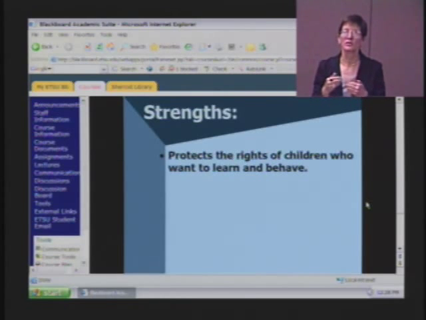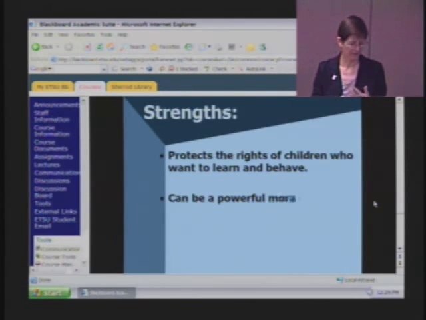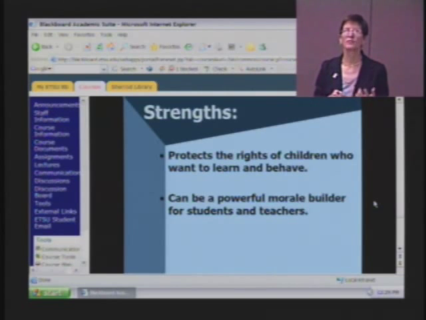Again, the authoritative approach has that concept of the best outcomes, the benefit, the most good for the most people. Authoritative approaches say, you don't want to learn, you don't want to behave, we've got problems with you, and we're going to do some things about it. And we protect the kids who do want to learn and behave. It can be a powerful morale builder for students and teachers.